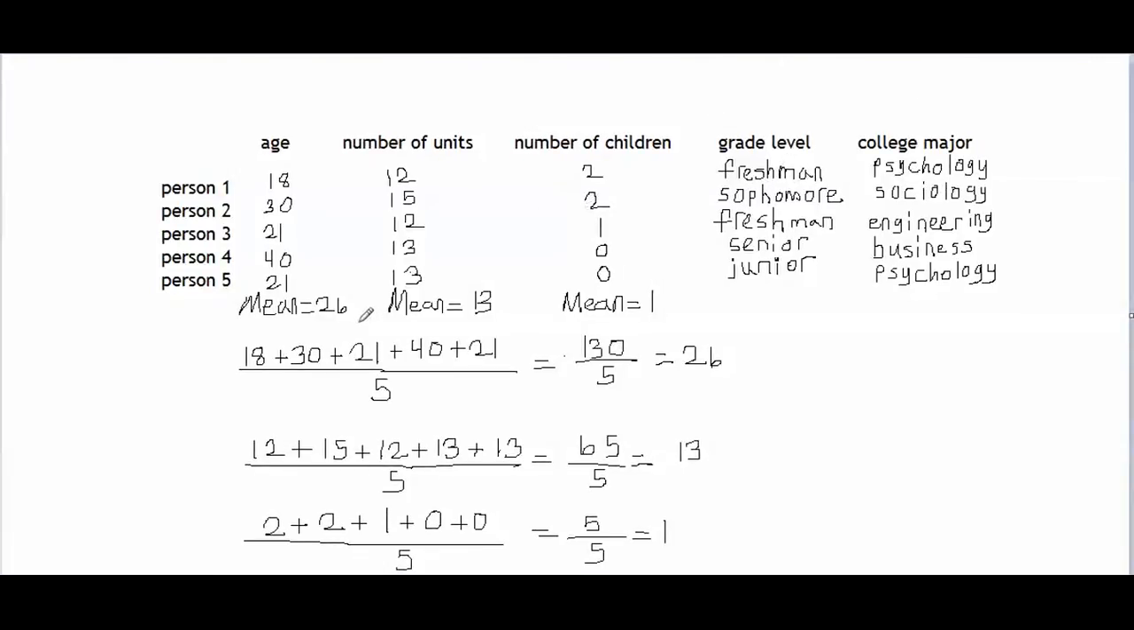We need to remember that the 5 right here is the number of numbers. Since there were 5 numbers in each of these columns, we divided the total of the numbers by 5. That's how we got the mean of all 3 columns of data.